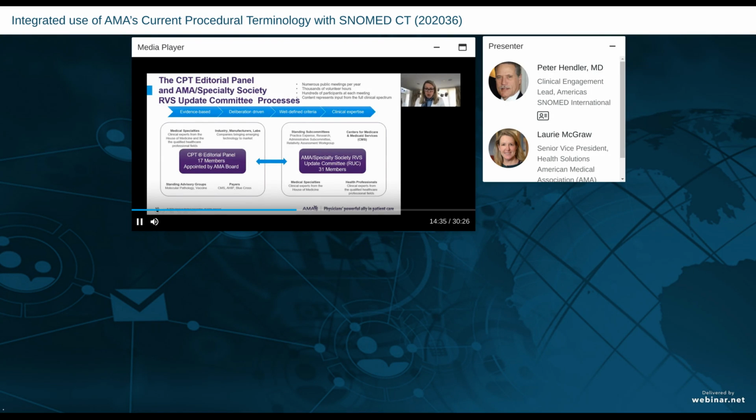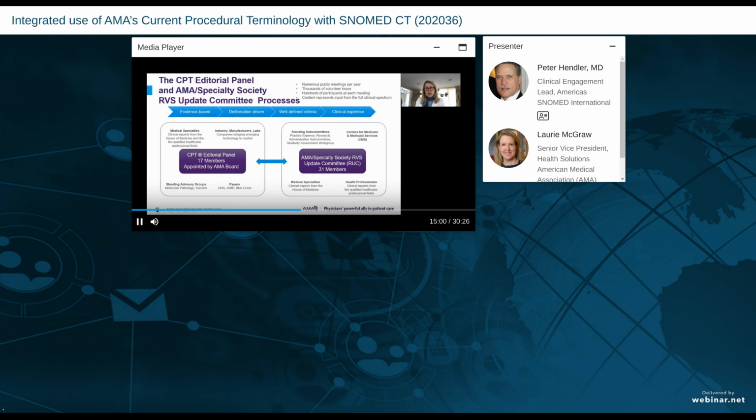So first of all, CPT, the current procedural terminology, is provided by the American Medical Association, and we've been providing it for over 50 years. It's about 10,000 codes, which represent all medical, surgical, radiology, laboratory, anesthesiology, and evaluation and management services. It's the standard used in the United States and several other countries for purposes of documentation, coding, and billing.